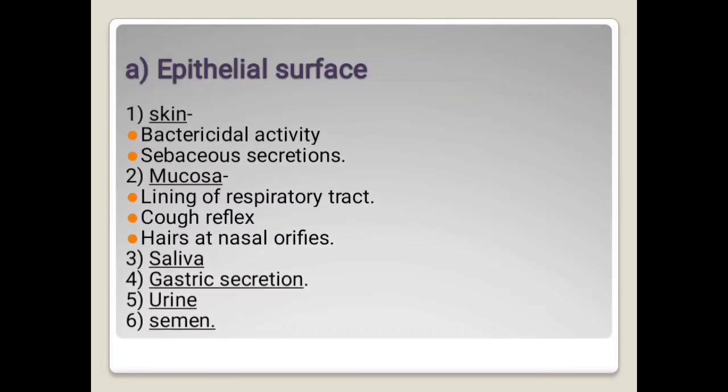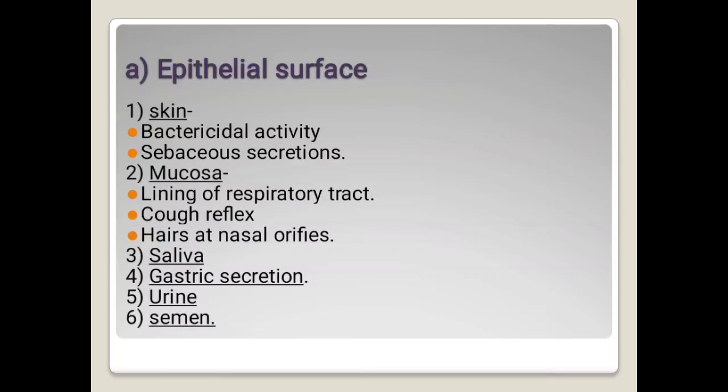The first factor, or barrier, of innate immunity is the epithelial surface. Epithelial surface means the uppermost region of the organs. They play the role of preventing the entry of microbes or any foreign bodies inside the human body.